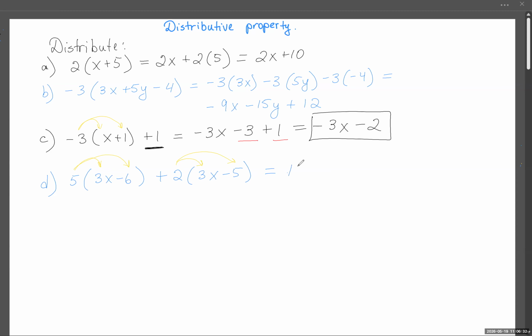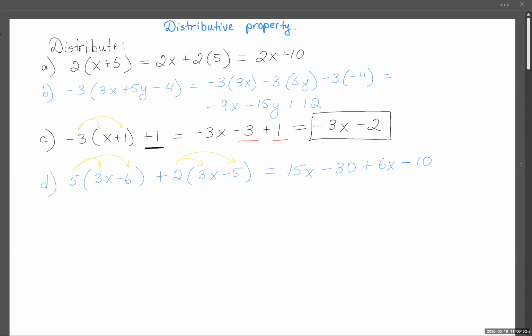5 times 3, that is 15. We also have an x next to it. 5 times -6, that's -30. And then the second parenthesis, 2 times 3x, that is positive 6x. And 2 times a -5, that is a -10.